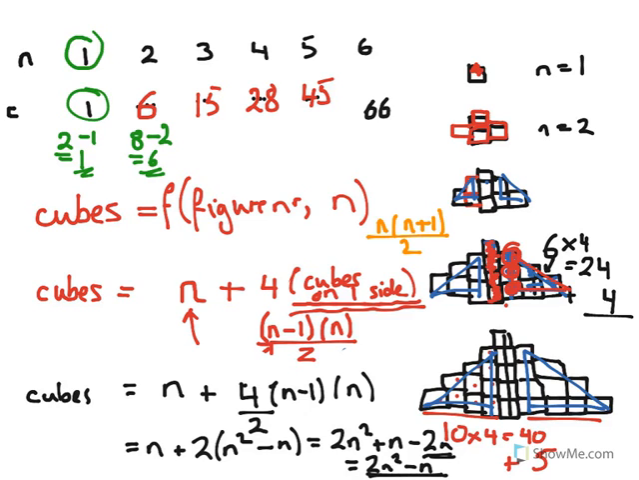Well, n squared would be 9. 2 lots of 9 would be 18, minus n, which is 3, which would give us 15. So it is possible to work out these sequences and work out the number of cubes. So we have a formula here for the number of cubes as being 2n squared minus n, and it does seem to work for our sequences, and you can plug it into the others and you'll get the right answer.